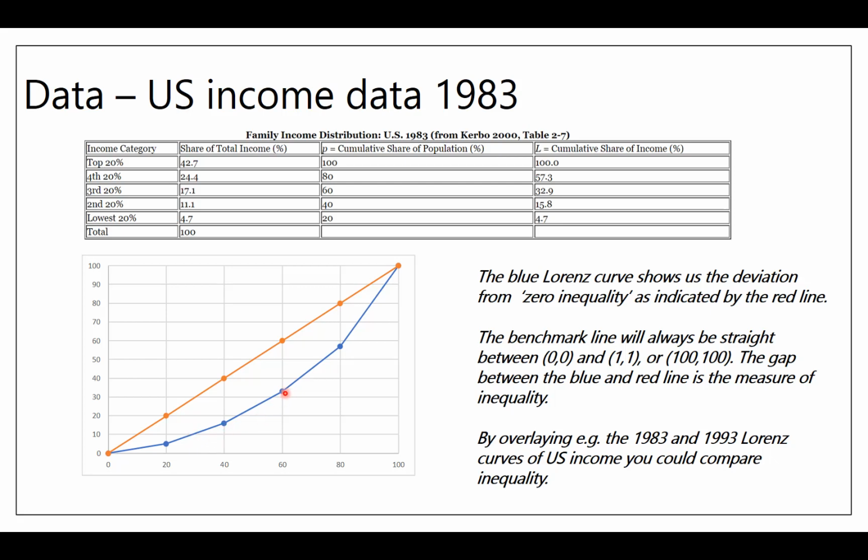Okay, so we get all these areas that are drawn through here. We add these up, so here's a trapezoid, here's a trapezoid, here's a trapezoid, here's one, and here's one. We get all these areas, and we just add them up and compare them then to how big is the area under the Lorenz benchmark, and then you take that ratio, and that's the Gini coefficient.